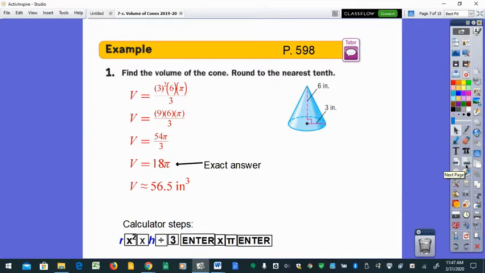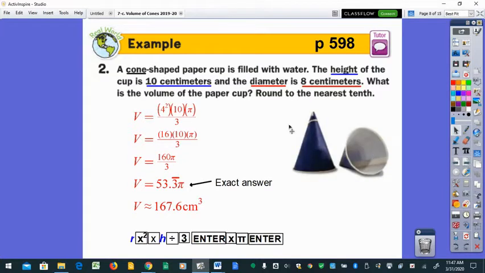Let's take a look at another example. A cone-shaped paper cup. So you see I'm kind of making sure I know it's a cone and not a cylinder, so I'm underlining that as I read through my problem. It's filled with water. The height is 10 centimeters. So from that sharp point down to the center of the base is 10 centimeters.